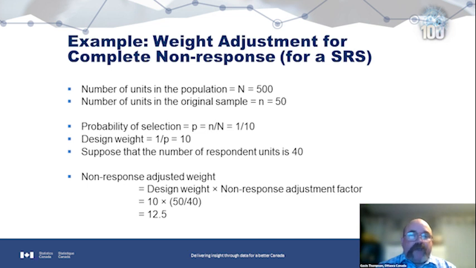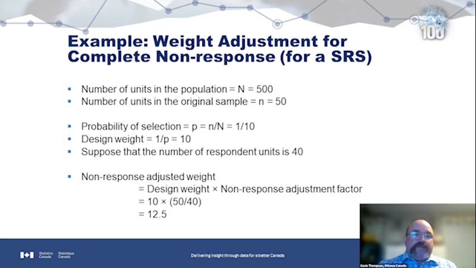But we have some non-response. So suppose that the number of respondent units is actually 40. So we look down at the bottom here and we see that our design weight of 10, we just have to multiply it by this factor, which is the number of units that should have replied, which was 50, divided by the number of units which did reply, which is 40. So the 50 over 40 gives us 1.25. We multiply that by 10, we get 12 and a half.